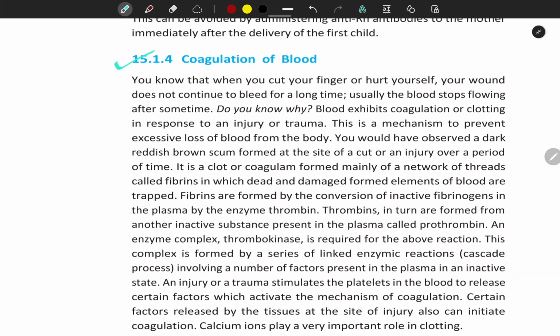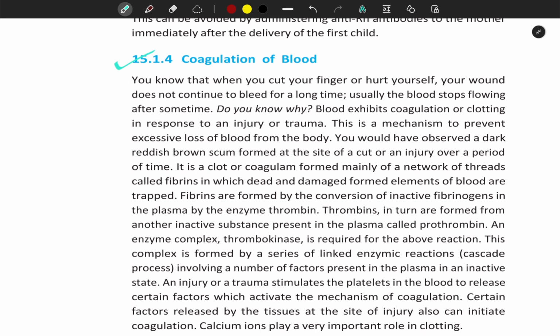15.1.4 Coagulation of blood. You know that when you cut your finger or hurt yourself, your wound does not continue to bleed for a longer time. Usually the blood stops flowing after some time. Do you know why? Blood exhibits coagulation or clotting in response to an injury or trauma. This is a mechanism to prevent excessive loss of blood from the body.